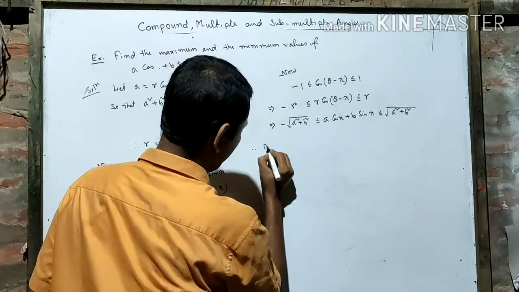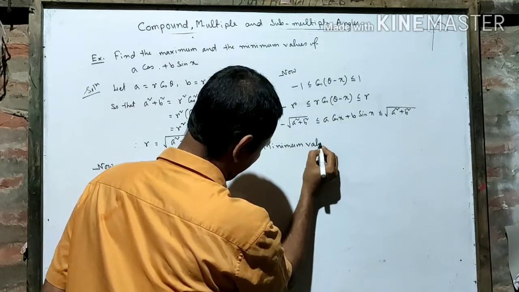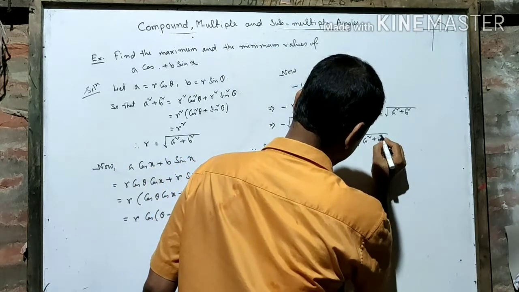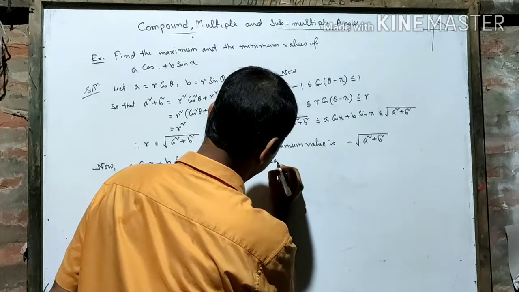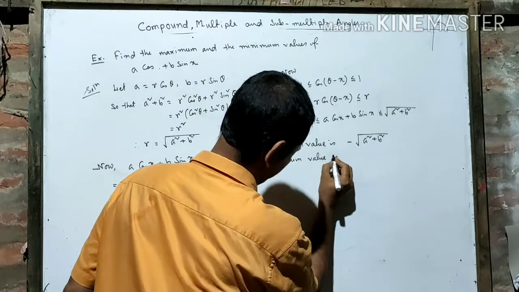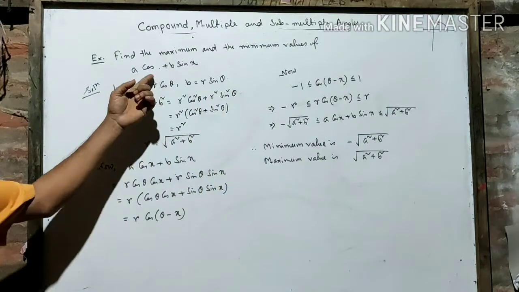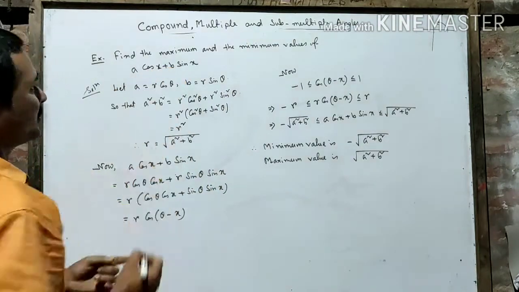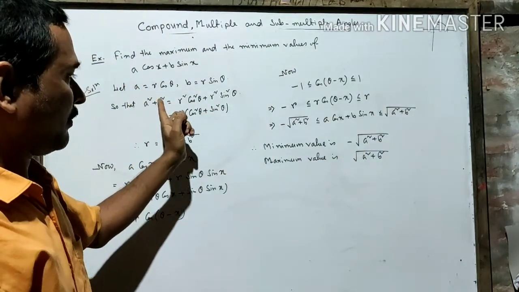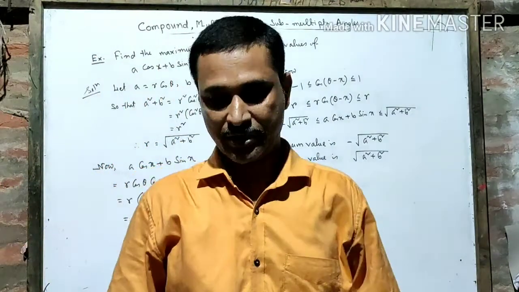Therefore, what is the minimum value? Minimum value is minus root over A square plus B square, and the maximum value is plus root over A square plus B square. So the minimum value of A cos x plus B sin x is minus root over A square plus B square, and the maximum value is root over A square plus B square. Okay.